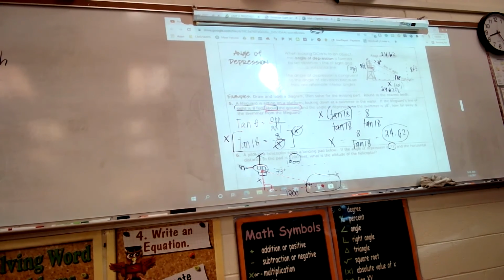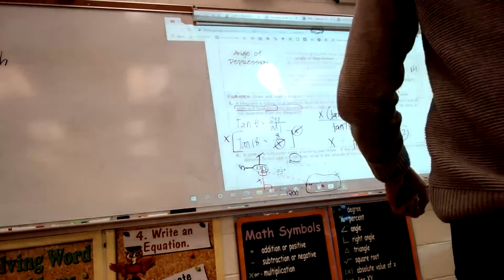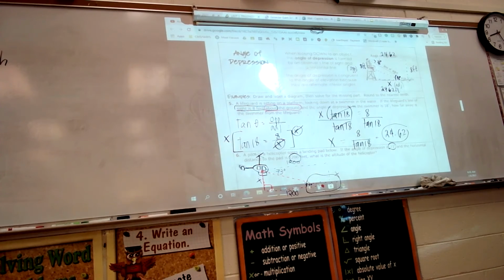Si necesitan ayuda, levanten la mano. Pero háganlo, por favor. ¿Sí, claro? Opposite, adjacent. Opposite, X, adjacent 1.